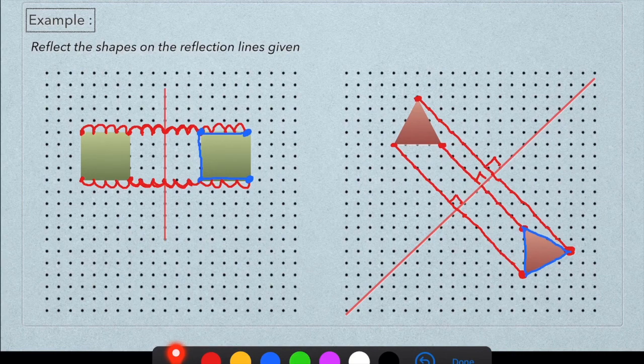So here naturally we chose the way that it was perpendicular to this line. But while this mirror line is diagonal here, we need to adjust our way to the mirror line in a way that it makes a perpendicular angle with it. Let's go to the other question.